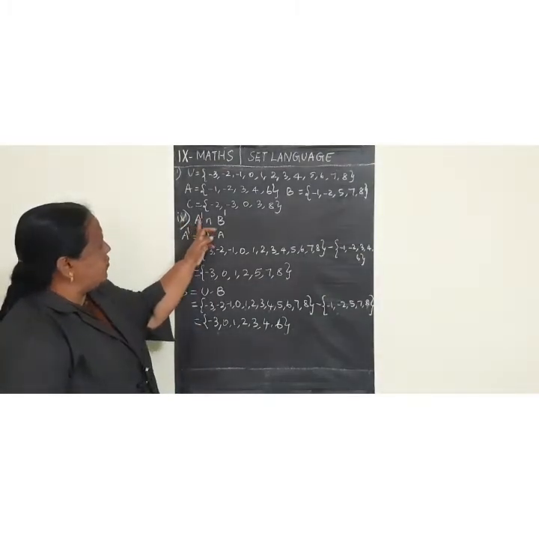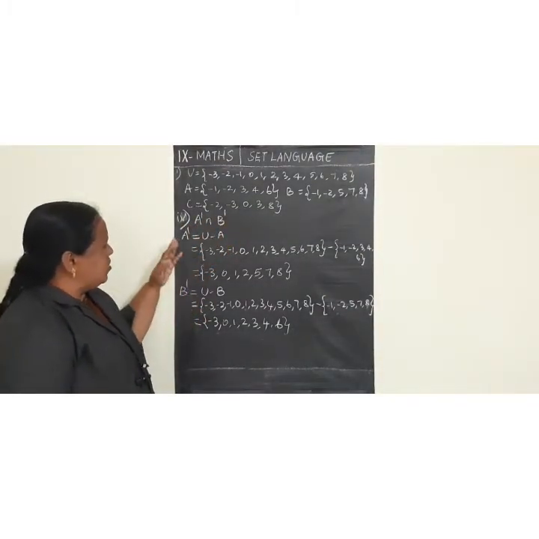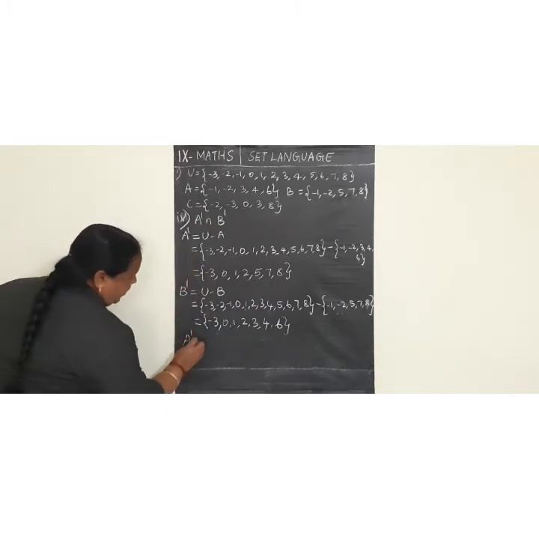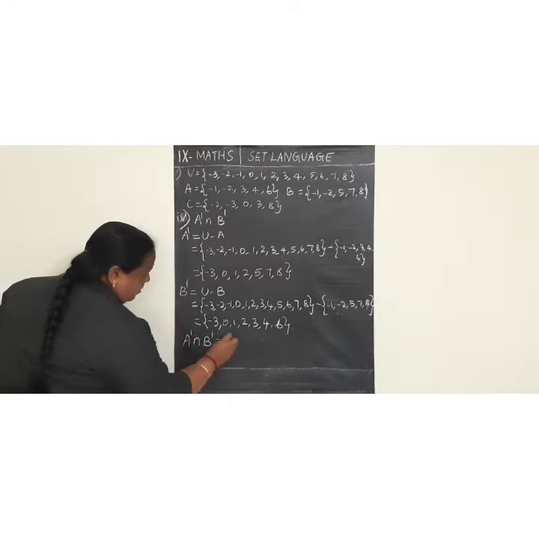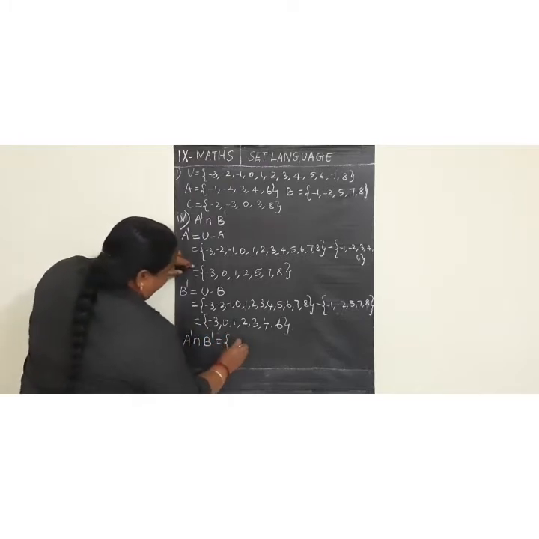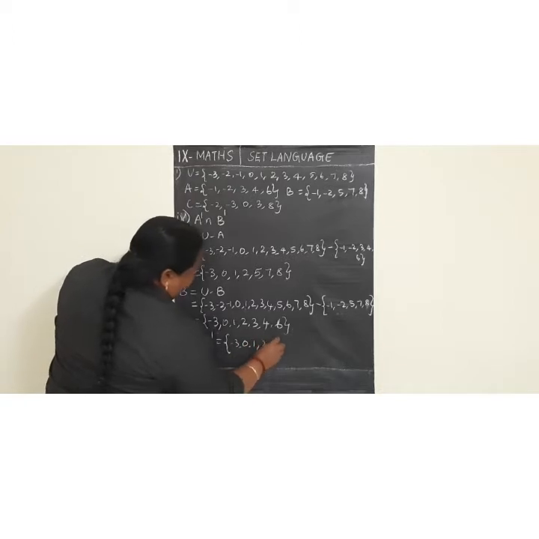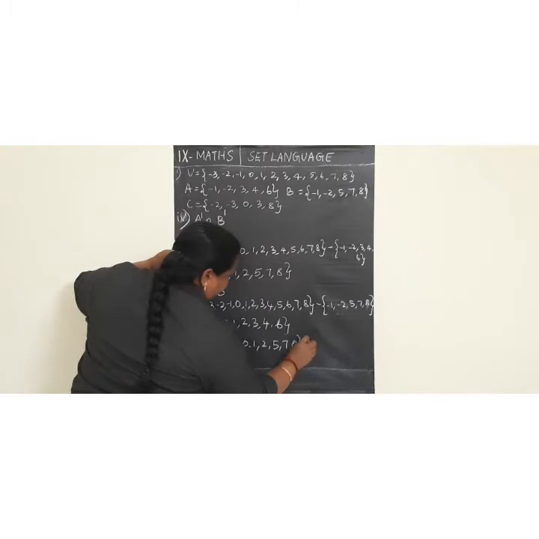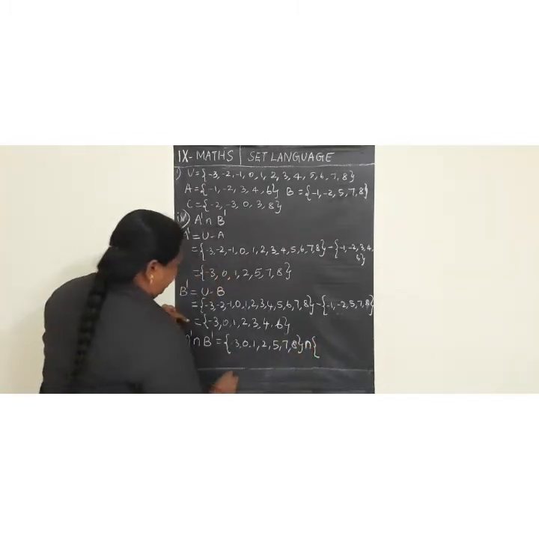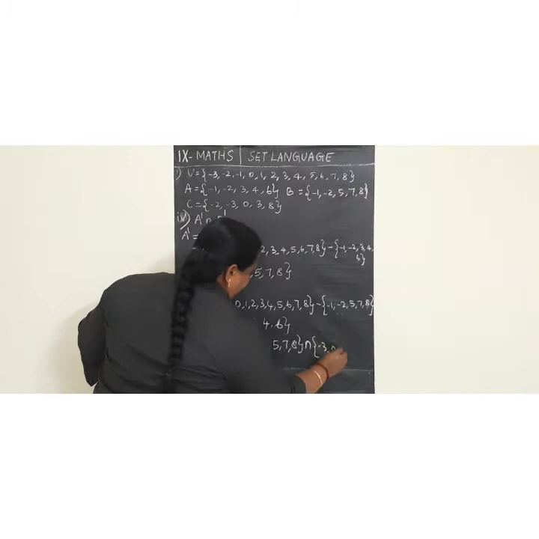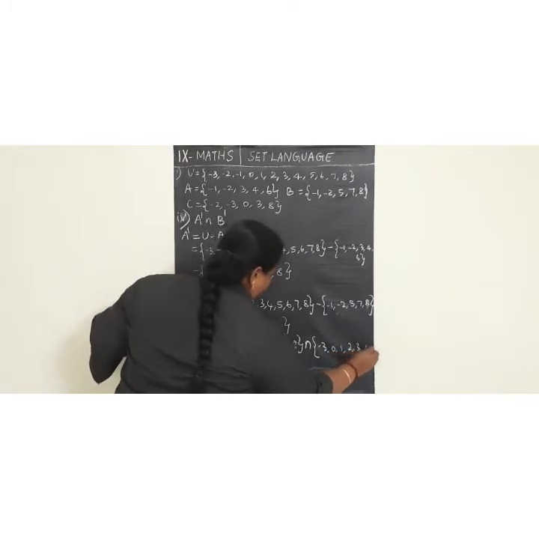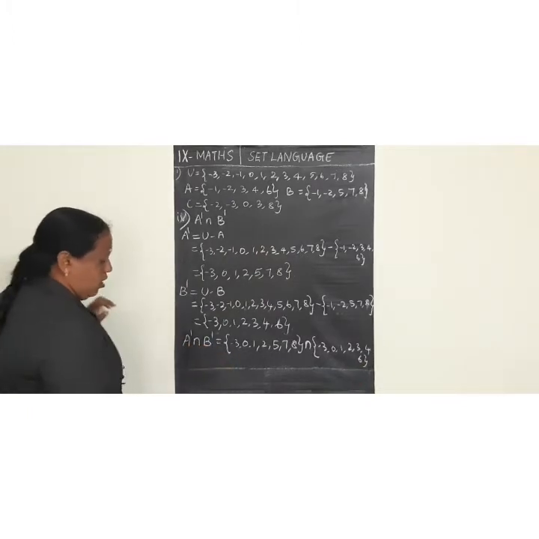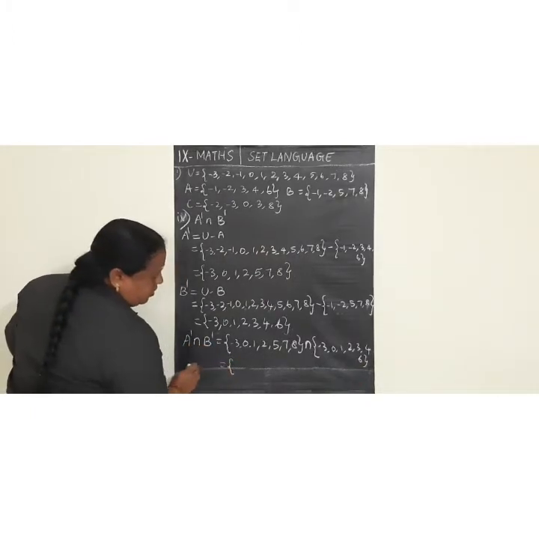Next subdivision is we have to find A dash intersection B dash. Already in the last subdivision we found A dash and B dash. Next we will directly find A dash intersection B dash. What is your A dash? Minus 3, 0, 1, 2, 5, 7, 8 intersection B dash. B dash is minus 3, 0, 1, 2, 3, 4, 6. So intersection means we have to write only the common elements. So we have to see the common elements.